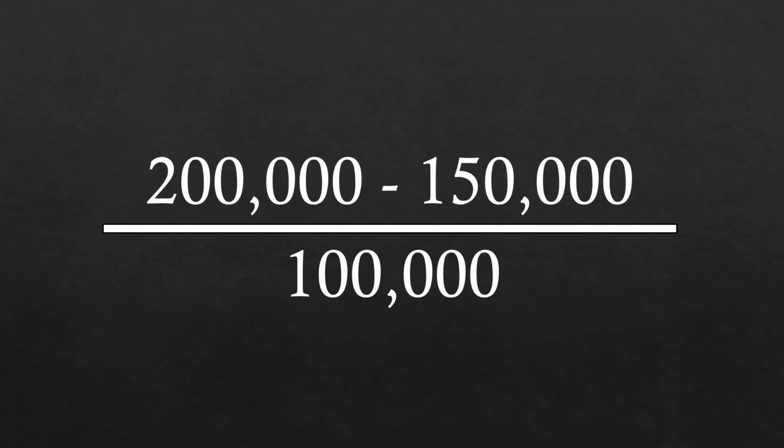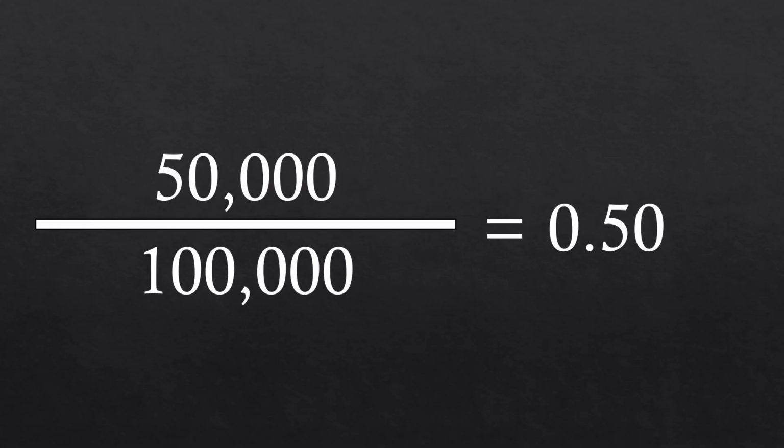Let's take a quick run through of an equation. Say your company has $200,000 in current assets, of which $150,000 are inventory. Your company also has $100,000 in current liabilities. So, you subtract $200,000 by $150,000. You are left with $50,000. You divide this by $100,000 and get a quick ratio of 0.5.